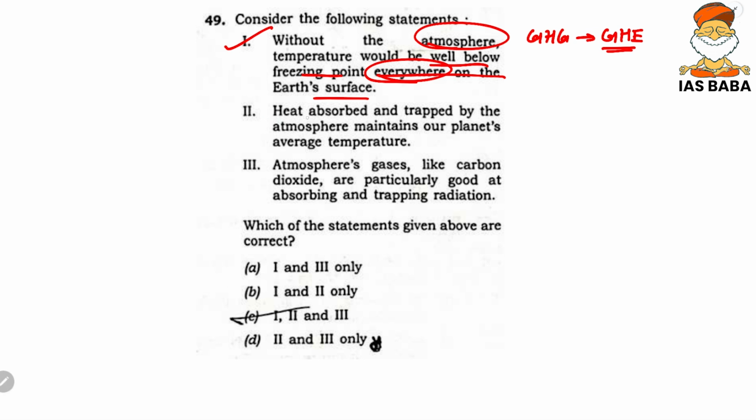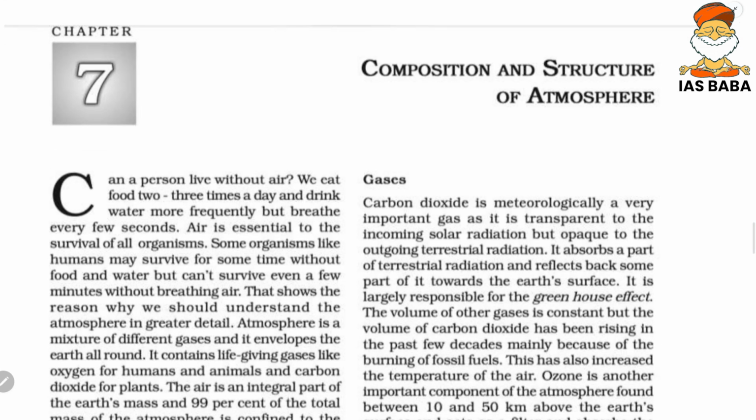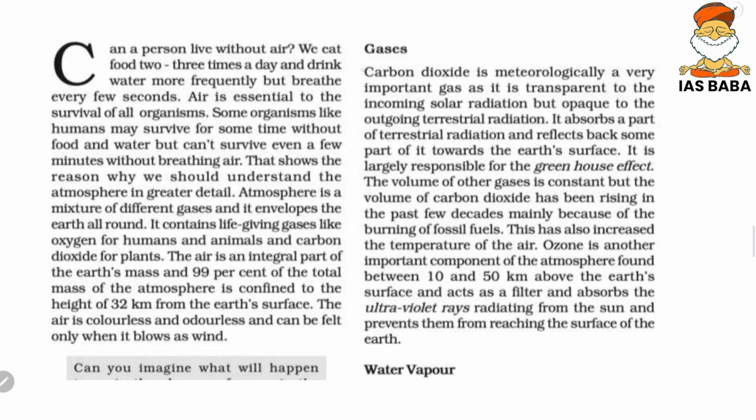Second statement, heat absorbed and trapped by the atmosphere maintains our planet's average temperature. This is true. And third statement, gases in the atmosphere like carbon dioxide are particularly good at absorbing and trapping radiation. Yes, it is a greenhouse gas, and you can see it from this statement.